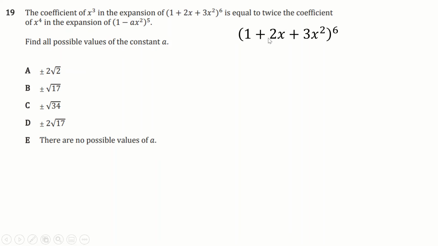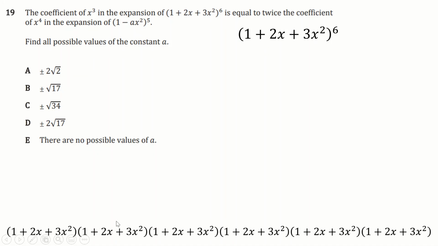Now, expanding something with 3 things in it is not as easy as expanding something with 2. So this bit ends up being much easier. But what I said here was that, okay, so this is this bracket multiplied by itself 6 times. And how I think of expanding brackets is you kind of just choose something from this bracket to take, like the 1. Then you choose something from this, then from this, then from this, then from this.